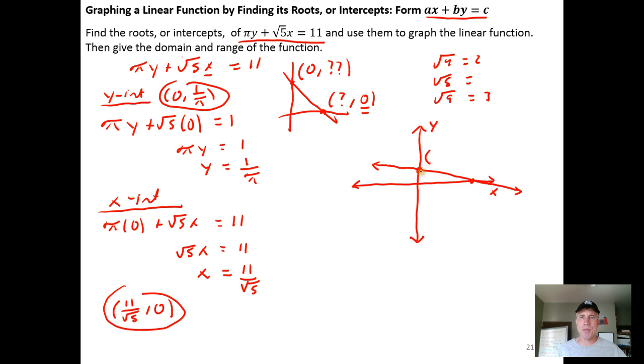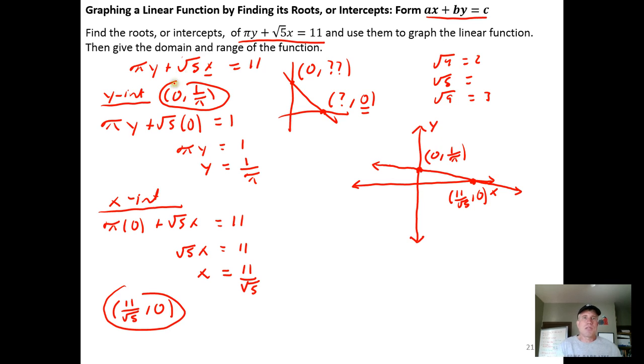This is the intercept right here. Input 0, output 11 over pi. And here this intercept is input 11 over the square root of 5. I'd like my square root of 5 to show up better. Input 11 over the square root of 5, and the output is 0.